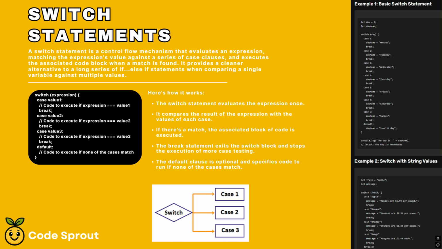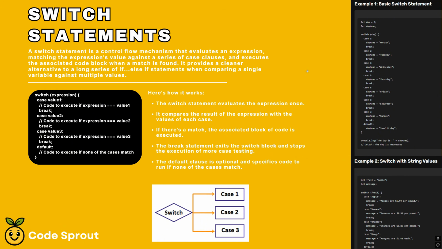We will now cover switch statements. A switch statement is a control flow mechanism that evaluates an expression, matching the expression's value against a series of cases and executes the associated code block when a match is found. It provides a cleaner alternative to a long series of if and else if statements when comparing a single variable against multiple values. Here's how it works.